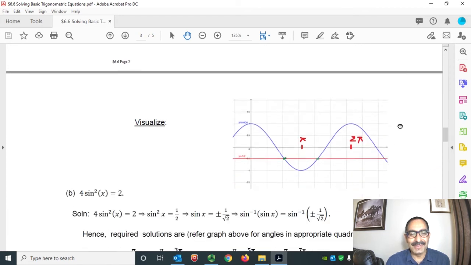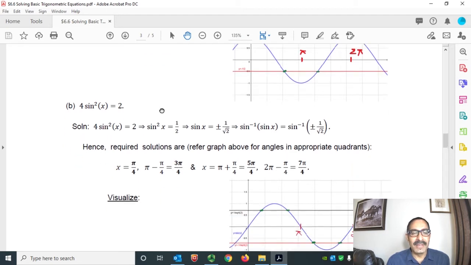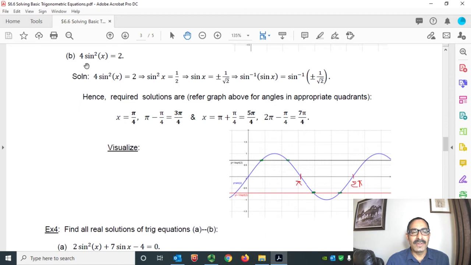Now let's move on. Awesome. Now let's move on. Let's do part B. Solve 4 times sine square x equals 2. Begin the solution.